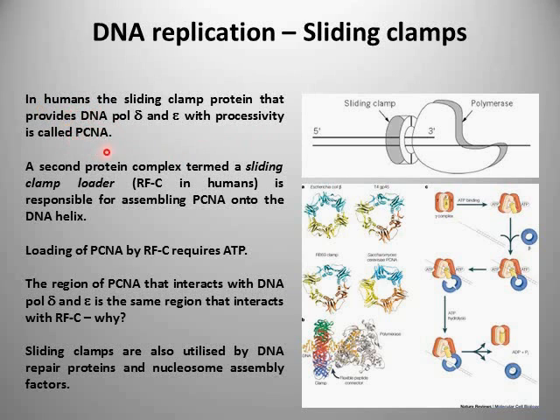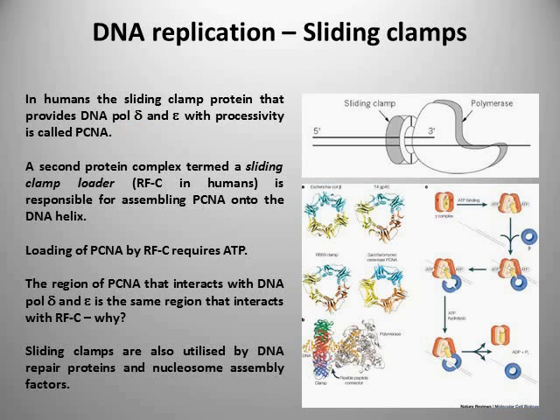So PCNA is a very important protein. It's involved in a whole raft of different functions in addition to DNA replication. It's very important in DNA damage repair. But we're going to consider its role in DNA replication today, primarily. And it interacts with both DNA polymerase delta and DNA polymerase epsilon.